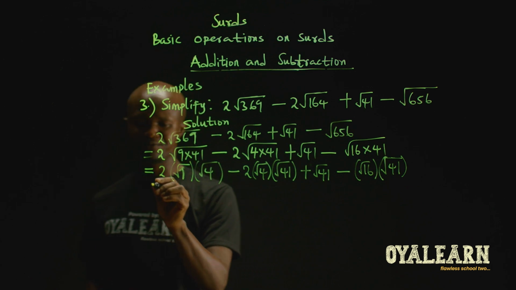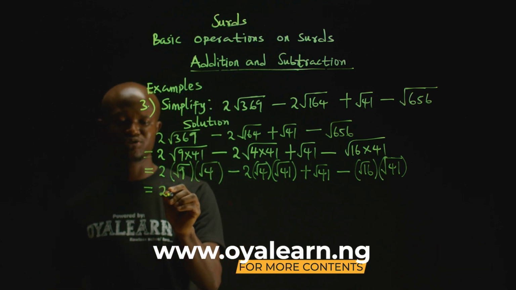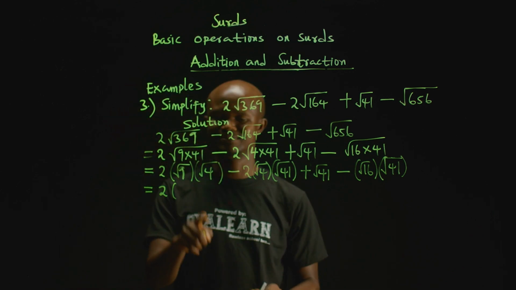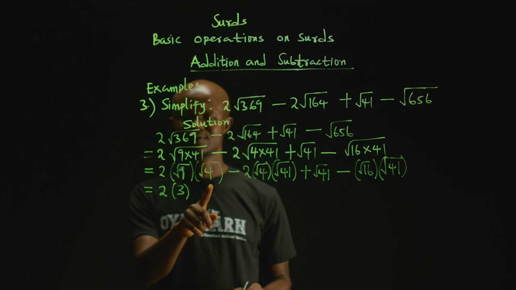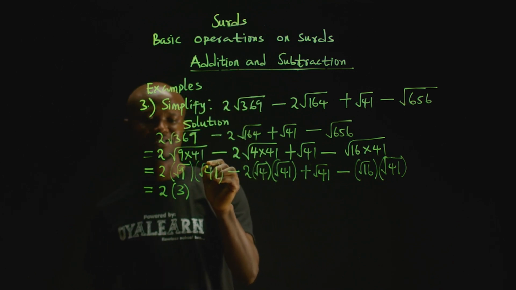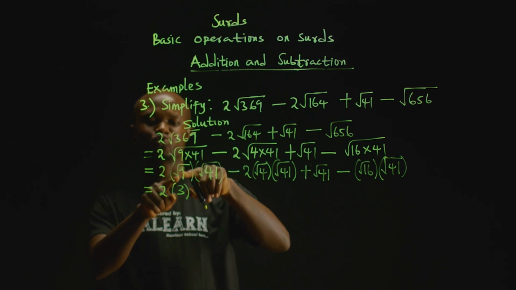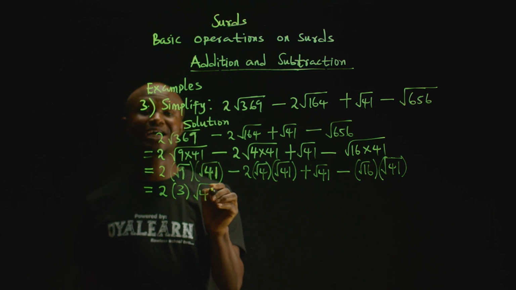Now, simplifying further, we can write this as 2 into bracket. What is root 9? That's 3. Then we have root 41, not root 4. Please take note, because we are splitting, this is root 9 times root 41. So here we have root 41.